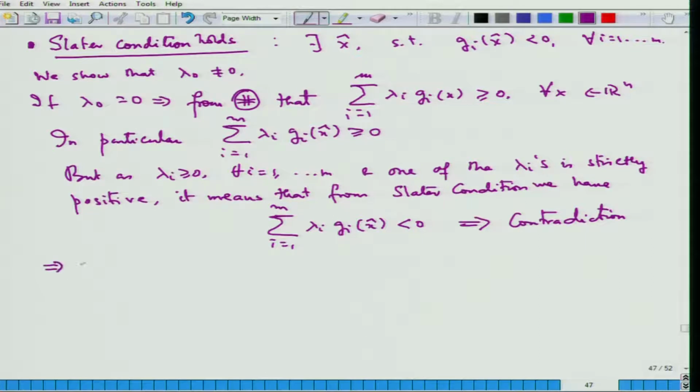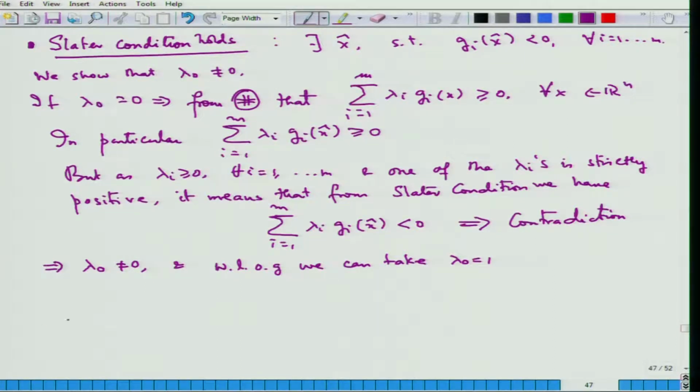So, this implies that lambda naught is not equal to 0, and without loss of generality we can take lambda naught equal to 1, just divide by lambda naught on both sides, that is all. Okay. So, what would happen?